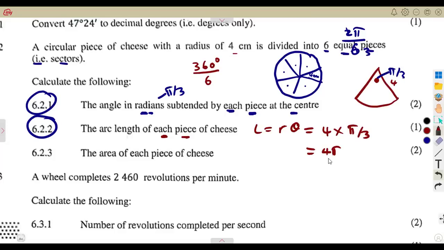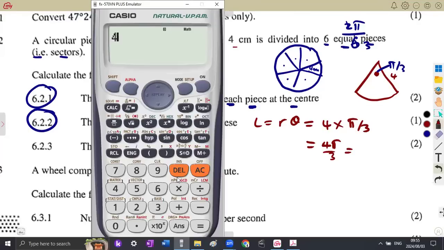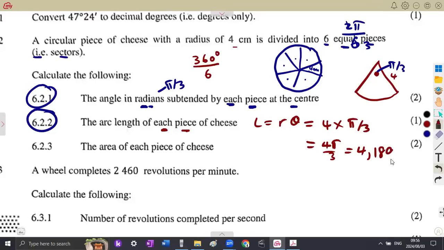You can just write it as 4 pi over 3, or as a decimal, let us convert here. 4 times pi over 3 is 4.18 and so forth. You can fix this to 3 decimal places. That's 4.189 centimeters. Arc length is measured in centimeters. So that is what you are given. All right, that's 6.22.